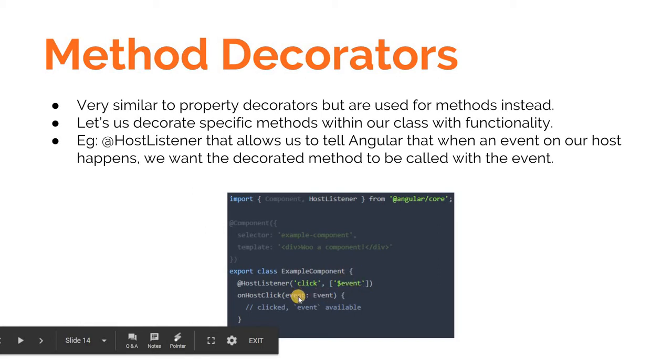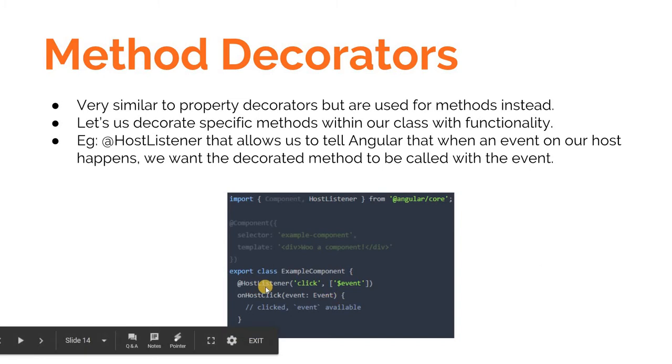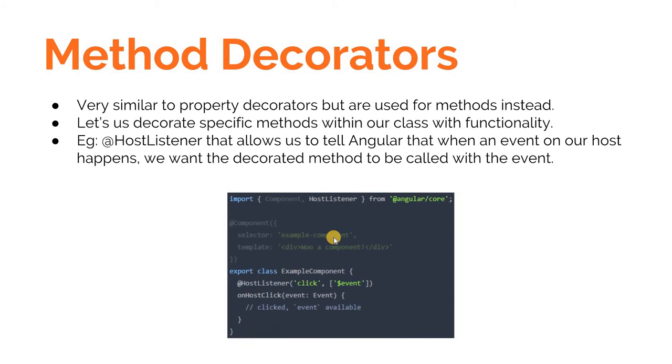So it will pass us the event data, and it would be available, so we can do things like check for any specific parameter that we want from that event object. So it lets us decide some specific methods in our class that can be used for this functionality just by adding a host listener. And that was it regarding method decorators.